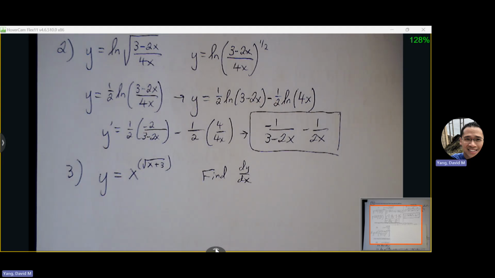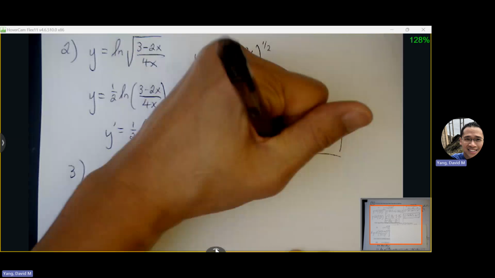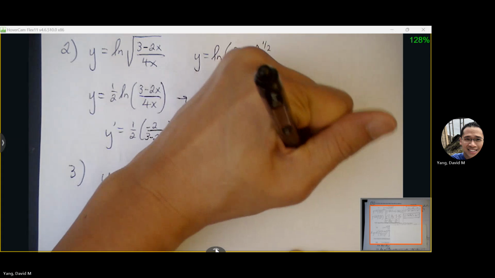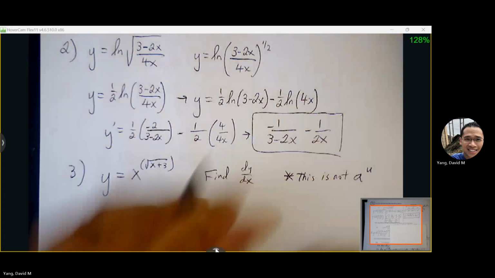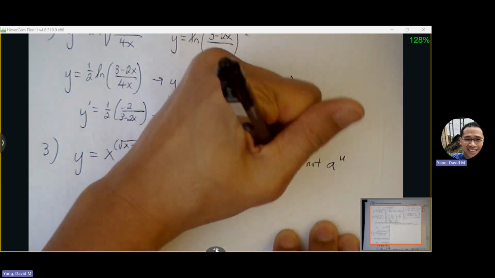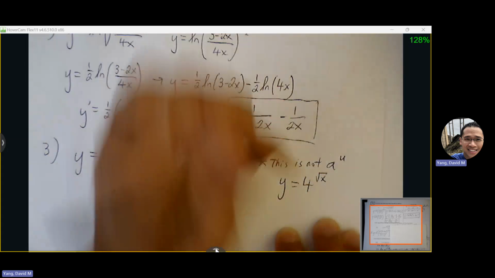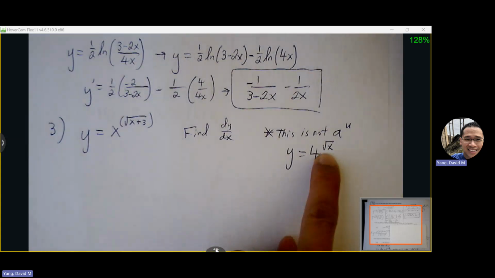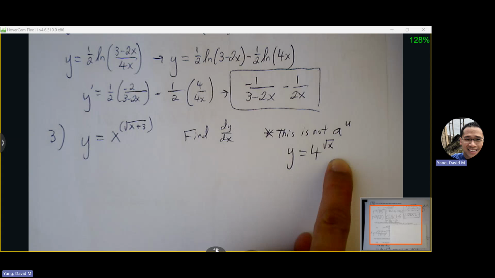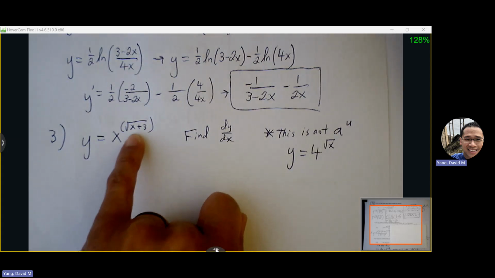Okay, number 3, y equals x raised to the square root of x plus 3. I want to make sure that we understand that this is not, first of all, power rule. And also, this is not a to the u. A to the u rule would be something like y equals 4 to the x, or y equals 4 raised to the root of x. Notice the distinction here, right? This is a constant raised to a variable. This we can handle using a to the u, but this is a variable raised to a variable. We don't have a rule that can handle this.